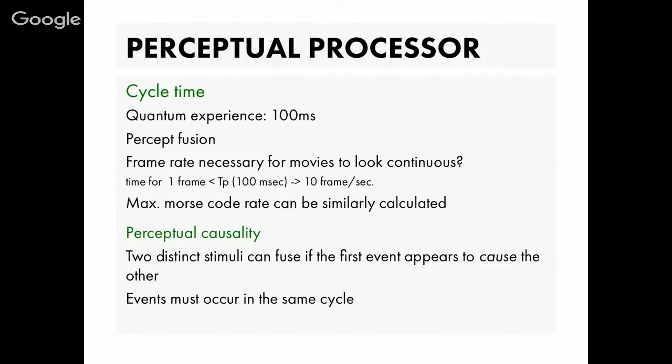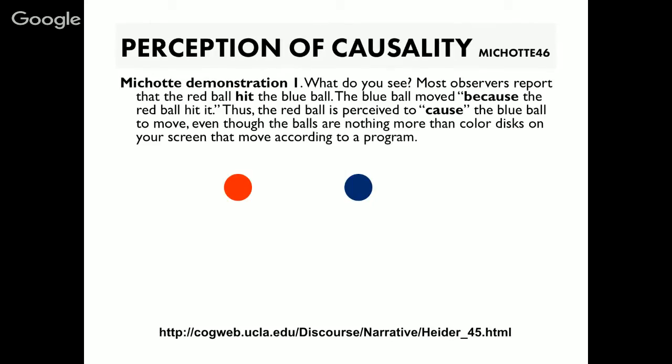So, what happened? Red ball hit blue ball. It's usually what people say. The point is that they occurred so close together in time that the causality was built in your mind that one caused the other.